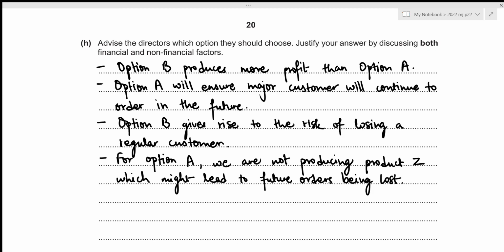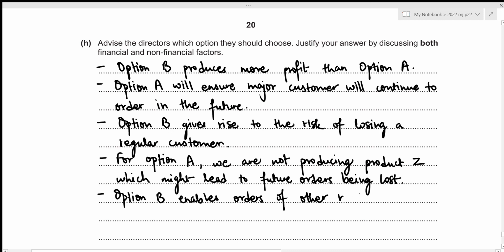Okay, then for option B, we are obviously producing product Z, as well as we are producing the regular or normal units of 8,000 without catering 5,000 units to our major customer, which means that this will enable orders of other regular customers to be met. Let's write it down. Option B enables orders of other regular customers to be met.